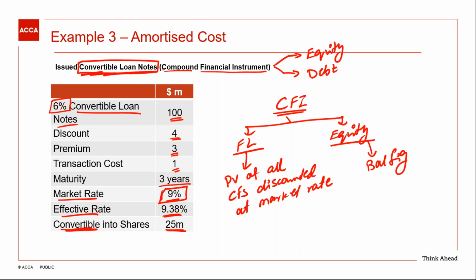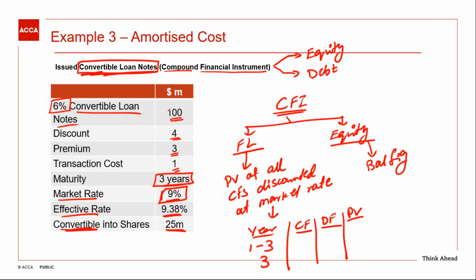So in this question, if I calculate the present value of all future cash flows, we're going to write here cash flow, discount factor, and present value. So year 1, 2, 3, because the maturity is 3 years. The interest in 3 years is going to be 100 million into 6%, which is 6. And the redemption at the end is going to be 100 plus 3, which is 103. So this is how we have calculated the cash flows, and the discount factor should be the market rate of 9%. So we need to calculate the annuity factor at the 9% rate.